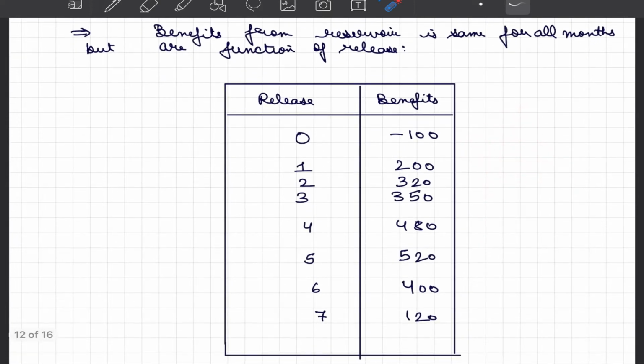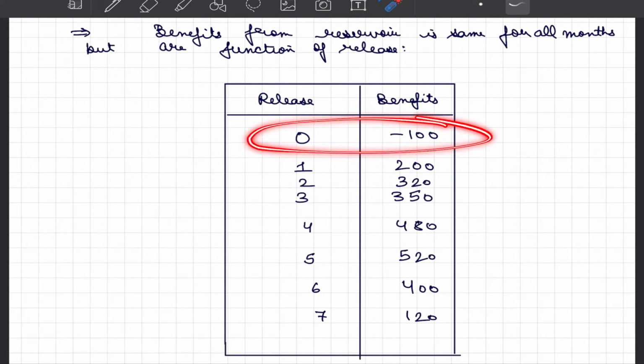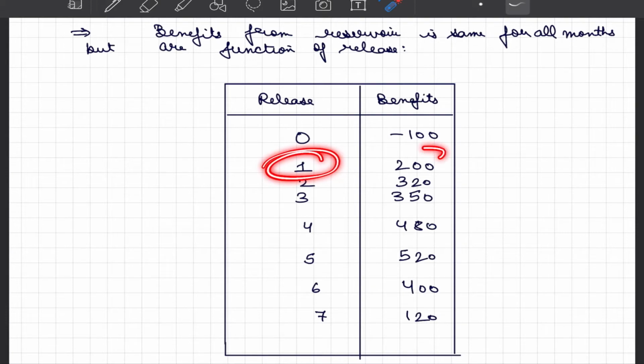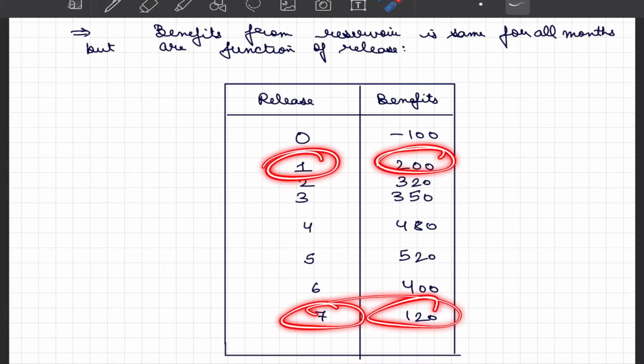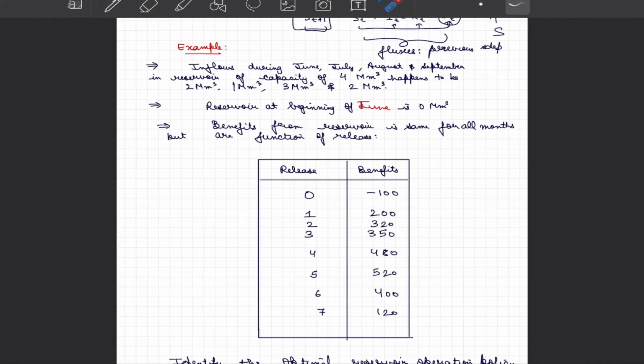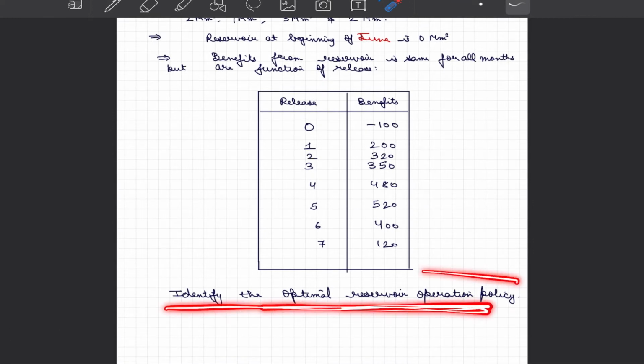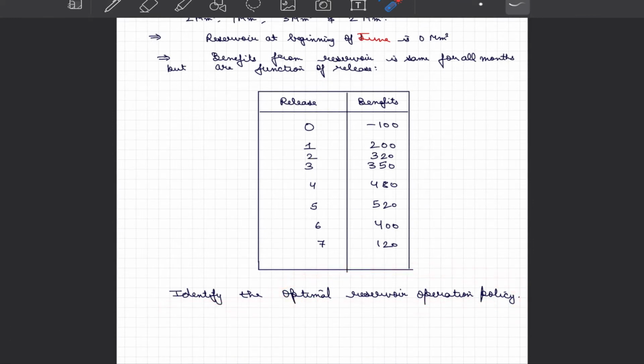So we say that if we release 0 units of water in any given month, our benefits are going to be minus 100. If we release 1 unit, 200. If we release 7, 120, and so on. So the question is that we have to identify the optimal reservoir operation policy so that our gains are maximized.